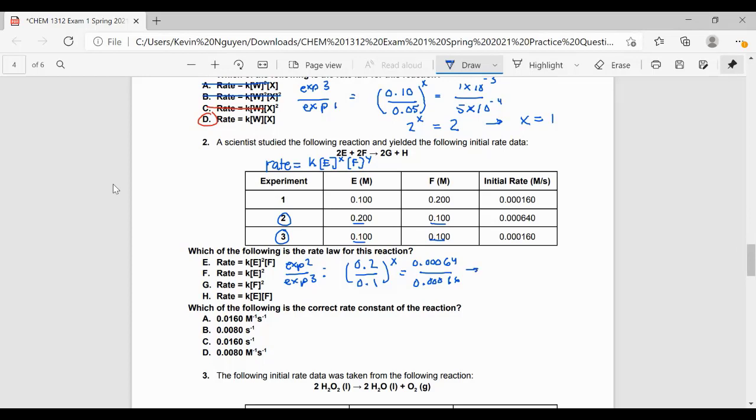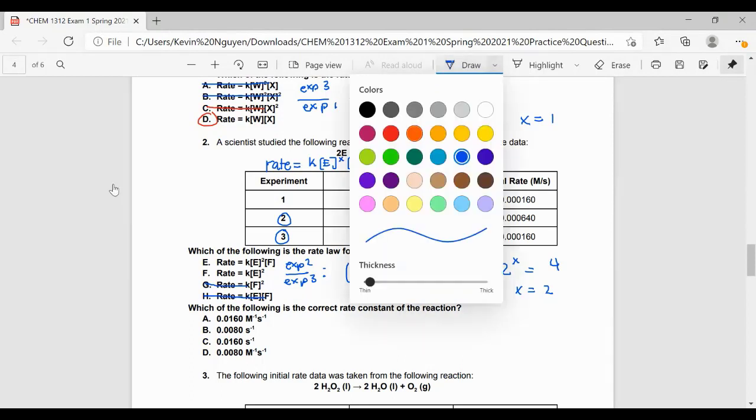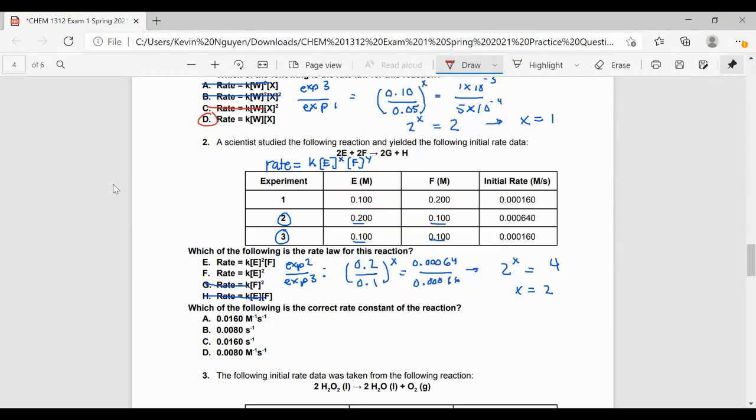So what should we get? We should get 2 to the X power is equal to, maybe that should be 4. Let me double check. All right, so we know that this is going to be wrong and this is going to be wrong. So let's go ahead and do the second half.